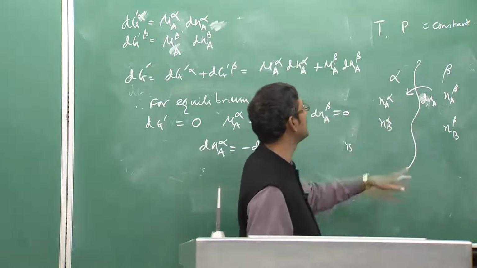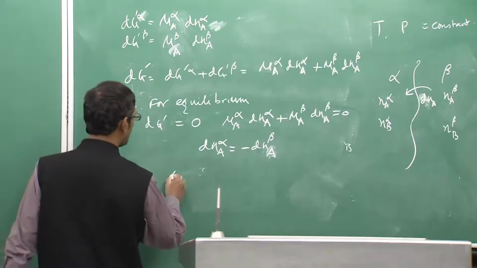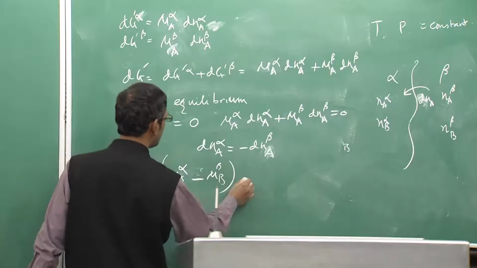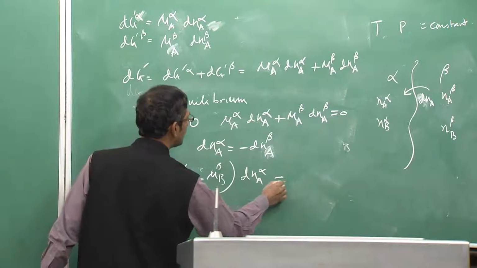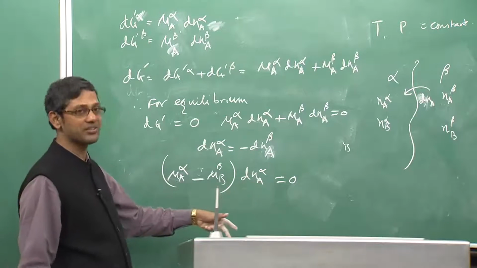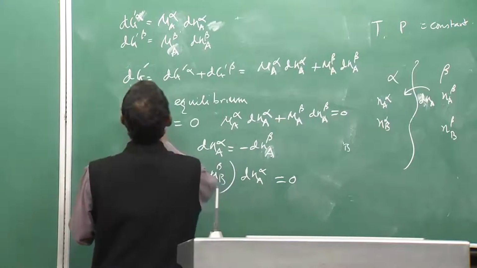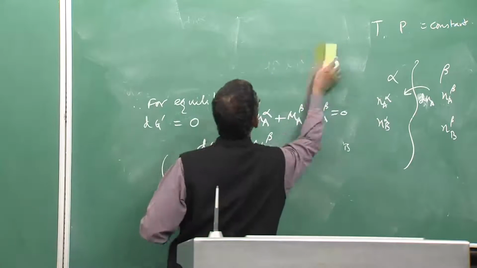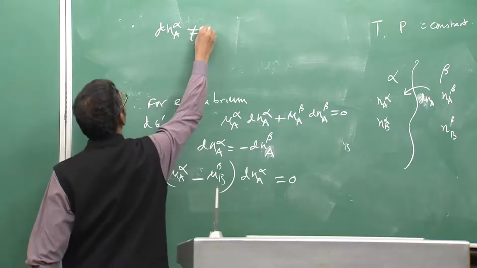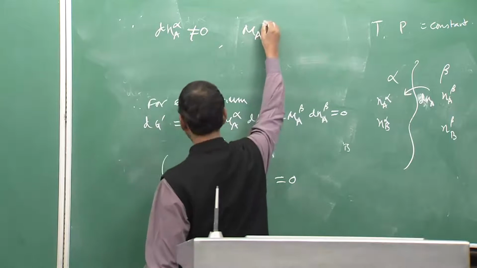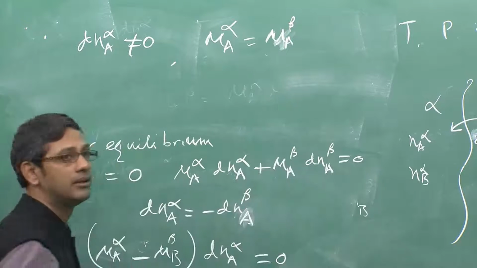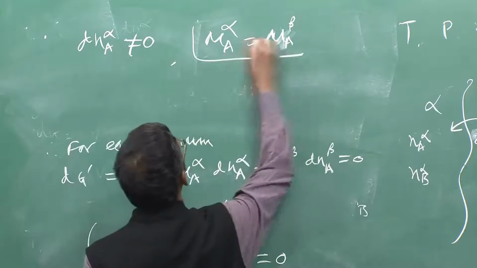So there is a change this way. That means I can write down (mu A alpha minus mu A beta) multiplied by dn A alpha is equal to 0. As you cannot have dn A alpha be 0, because this is a mass and cannot become 0, I can write down mu A alpha equal to mu A beta. This is a very important condition in thermodynamics.